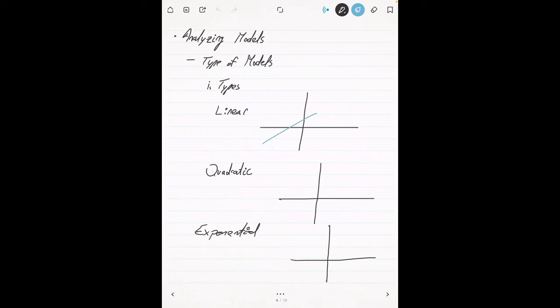So linear, that's easy. It's a straight line. Now, a lot of times students will forget you can have a straight line that's increasing. You can also have a straight line that's decreasing. So be on the lookout for that.